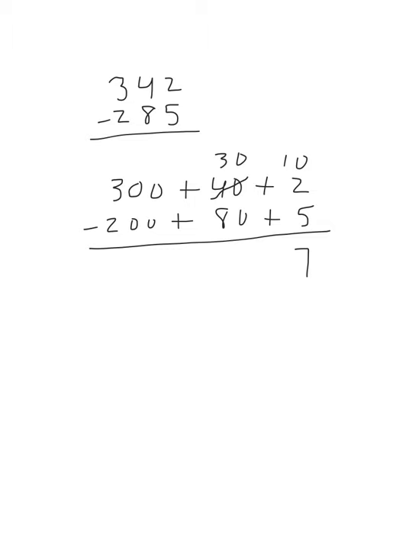Now, I have 30 M&Ms. Can I give you 80? I can't give you 80. But wait a second. I could borrow 100 M&Ms, right? So now I have 130. So 130, can I give you 80? Sure can. And I have 50 left. And then 200, well, if I give you 200, well, I have no M&Ms left. So we find out that the answer for 342 minus 285 would be an answer of 57.